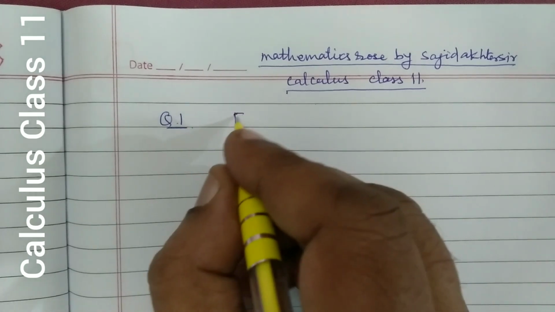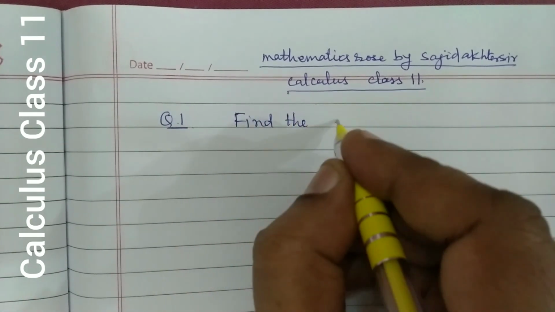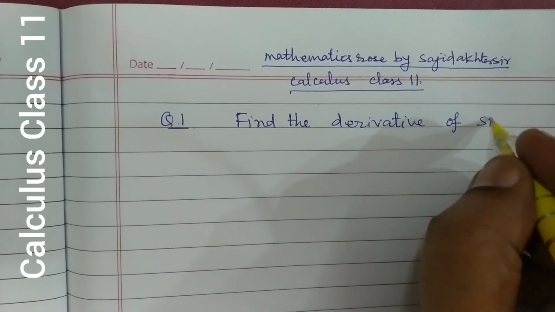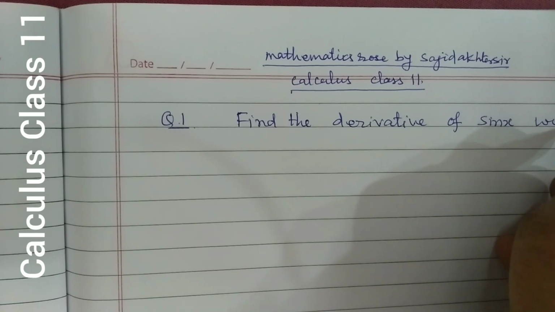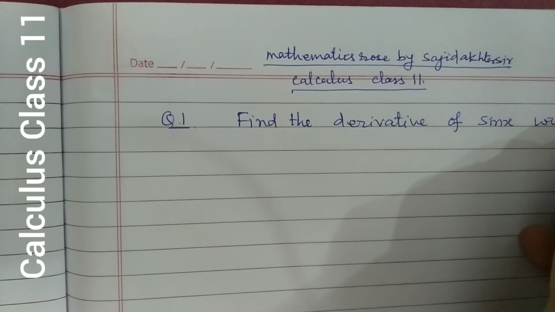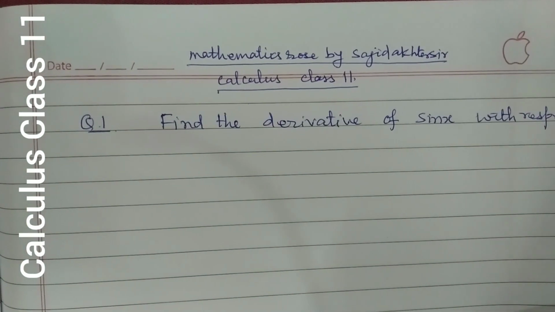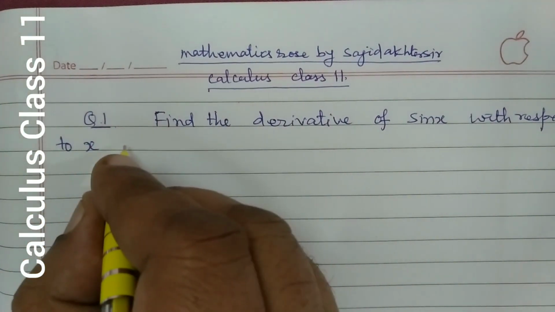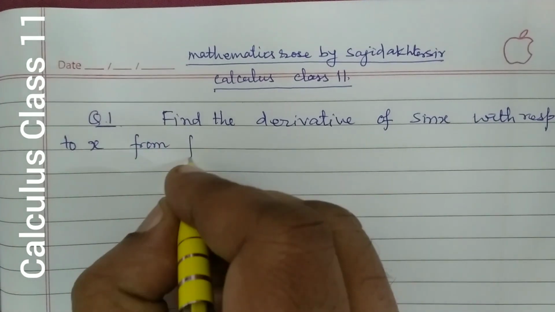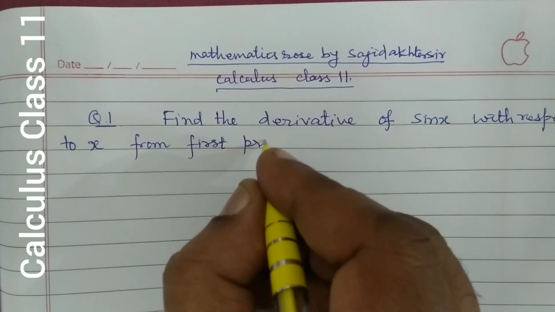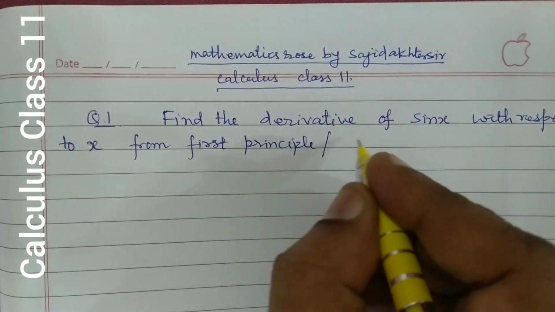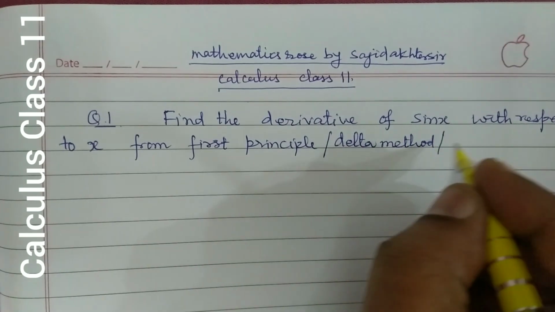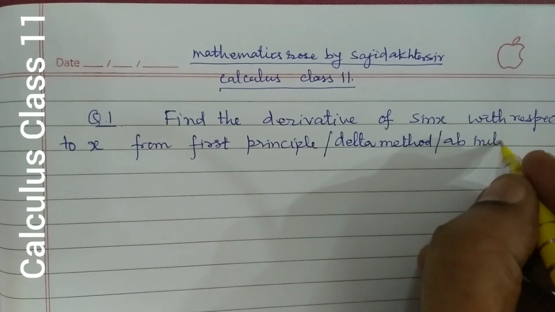Find the derivative of sin x with respect to x from first principle, which is called the delta method, or it is also known as the ab initio method.